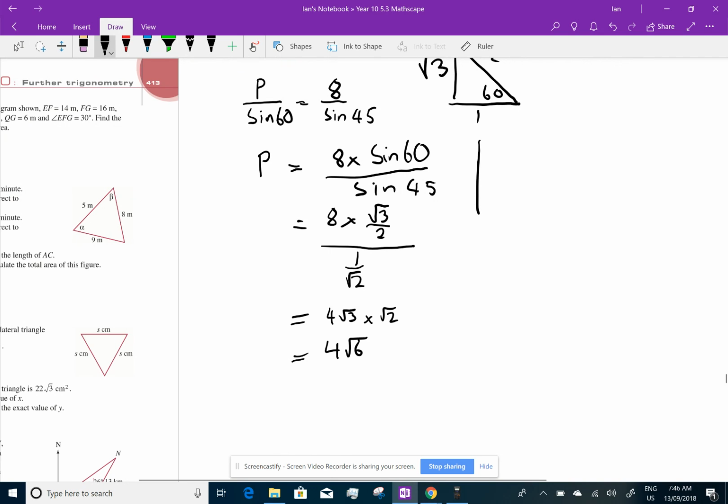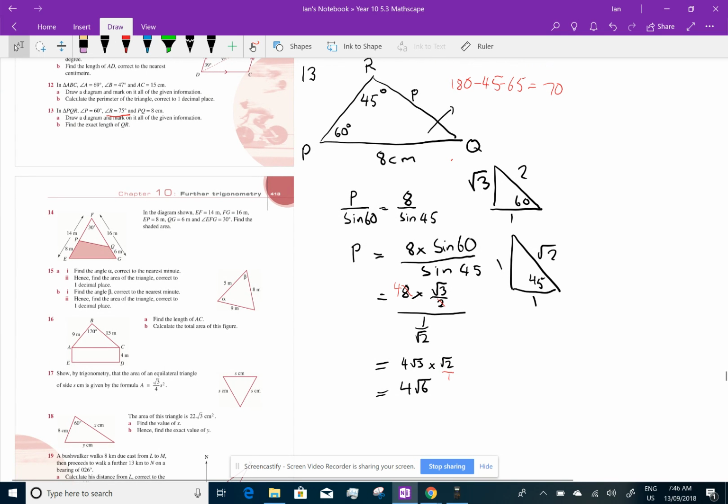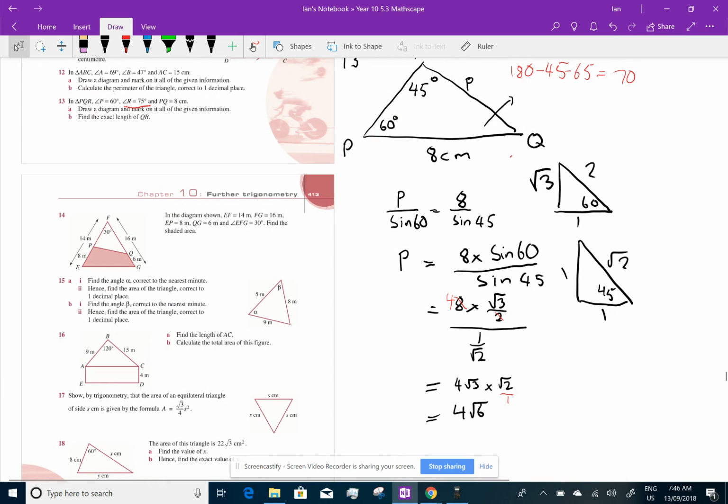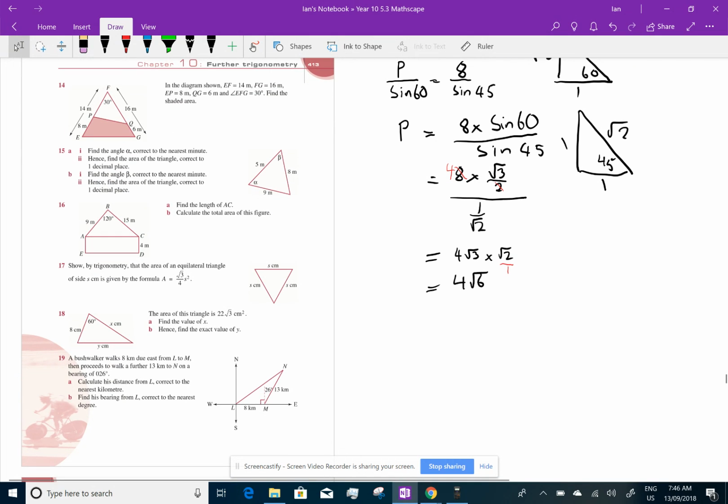I'll just draw in here, and you should know this, 1 on root 2, 45. And what happened here was that the 2 went into the 8 4 times, so I get 4 root 3 on top, and I'm dividing by a fraction, so I multiply by the reciprocal, which is root 2 on 1, which gives me 4 root 6. Look, that's the answer. I may be wrong with 13, but I do not think that angle is 75. For the answer that they get in the back, I think it must be 45. All right, well, that was a bit of a difficult one to start with.